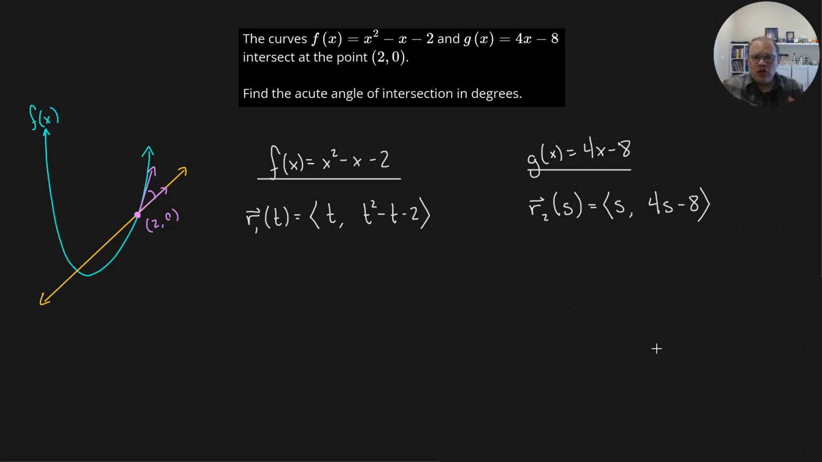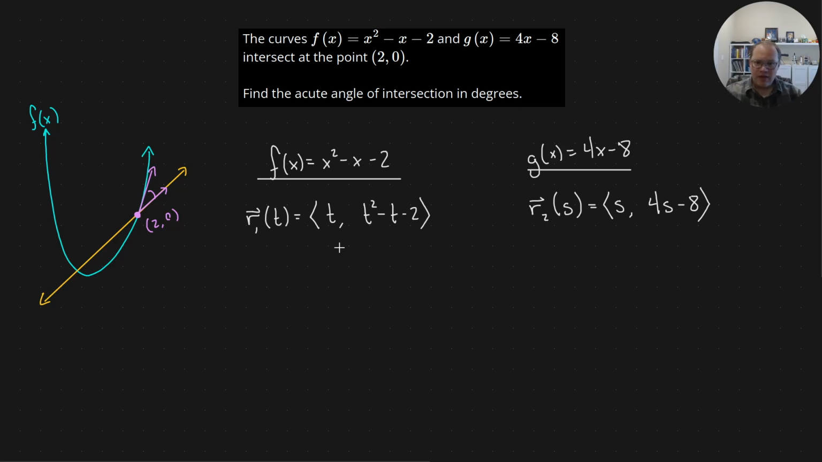And so now I have two vector valued functions that parameterize these two curves, that trace out these two curves. They intersect at the point 2, 0. Now, the t value when this one reaches 2, 0 may not always be the same parameter that this one reaches 2, 0 at.